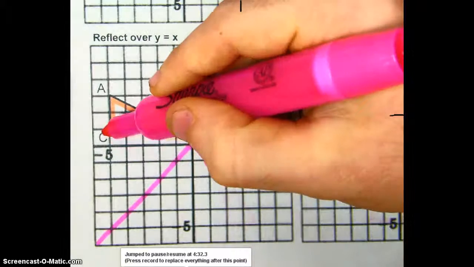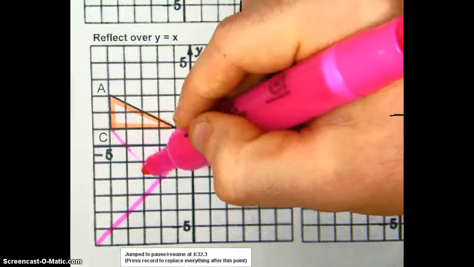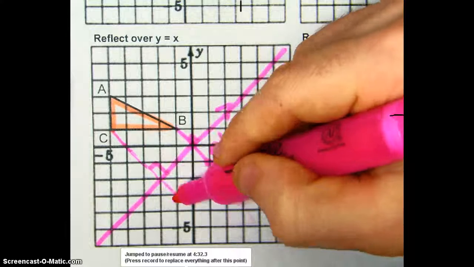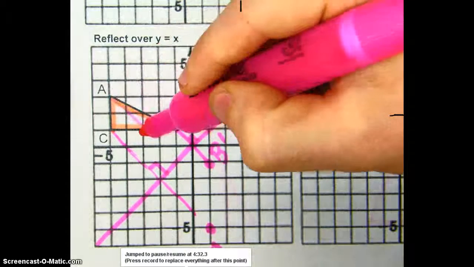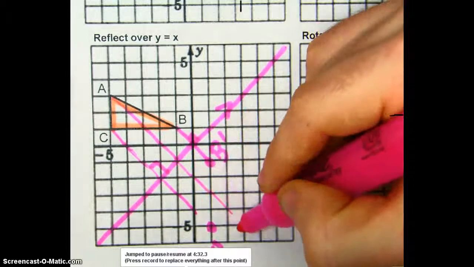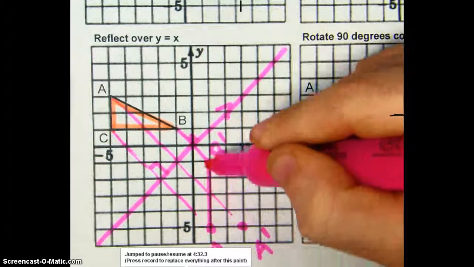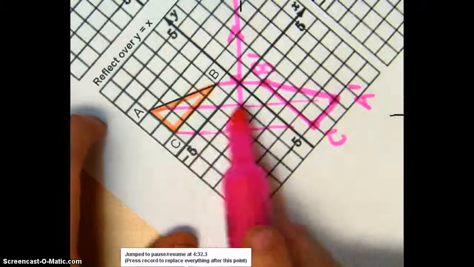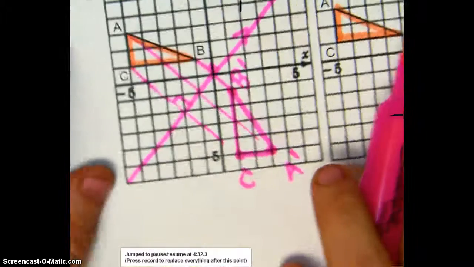For C, using that slope of -1, 1, 2, 3. So 3 of these diagonal squares, perpendicular again, 1, 2, 3, and I get to C prime. A, 1, 2, 3, 4, it seems like. So 1, 2, 3, 4 on the other side, and I'll get to A prime. Okay, connect my points, and I see a reflection. And again, you can visually see that this is a reflection of that triangle across the line y equals x.